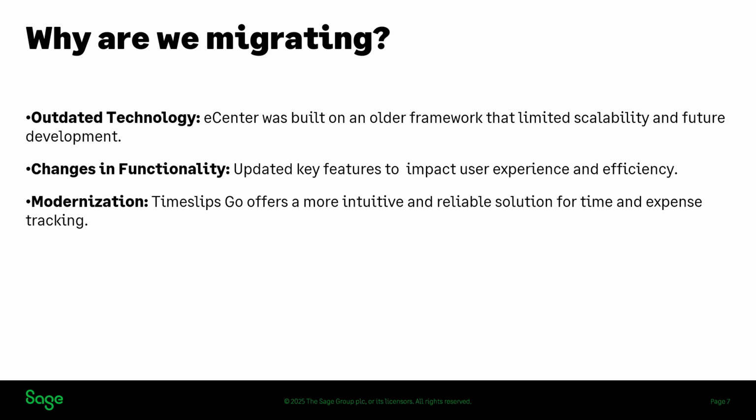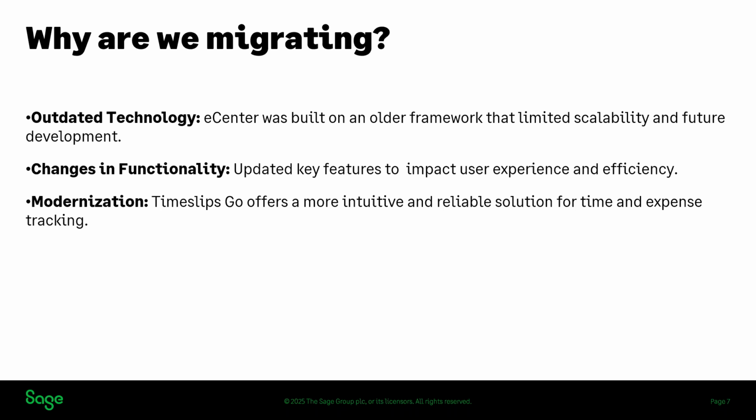And do they have to do this as soon as they receive the email? Will they have to migrate? Yeah, so you have 90 days to migrate once you first get your email. And the easiest way to know what month you're going to be migrated in is to take a look at your contract.